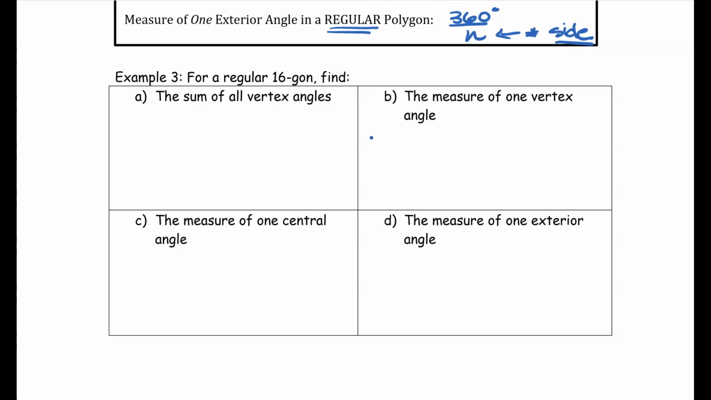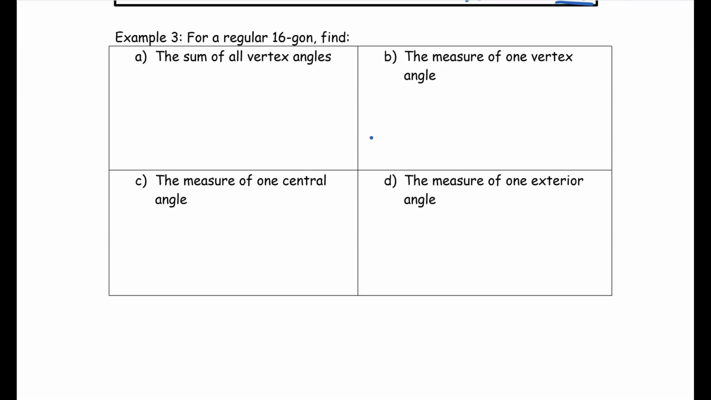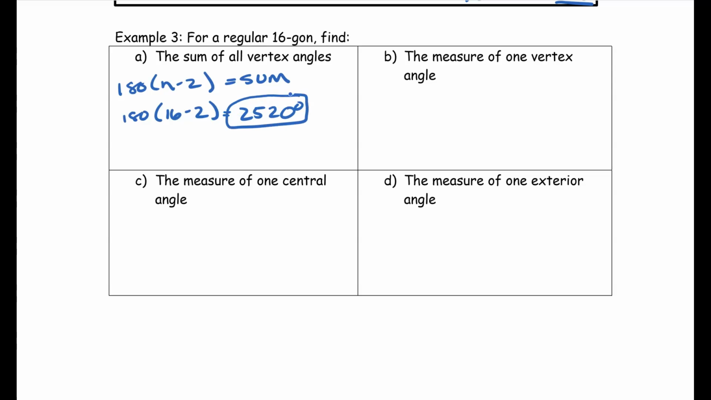For a regular 16-gon, you can always refer to a polygon as the number of sides and then dash gon, like 8-gon, even though we call it an octagon. So it's a 16-sided polygon. Let's find the sum of all vertex angles. The sum formula is 180 times (n minus 2). I just plug in the number of sides, 16, and that'll give me my sum of 2,520 degrees.